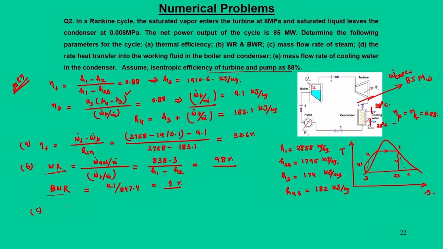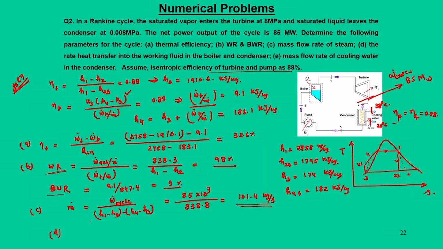Then the mass flow rate of steam, M dot, is W dot cycle divided by H1 minus H2 minus H4 minus H3. So, this number we can calculate as 85 into 10 to the power 3 divided by 838.8. This number we got from the previous example. So, it is 101.4 kg per second. In the earlier problem it was 89 kg per second. So, by introducing component efficiency, your steam consumption gets higher.